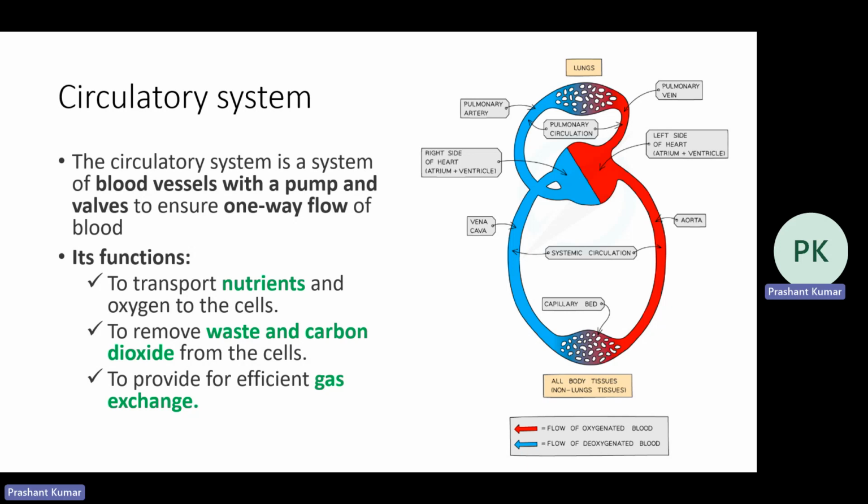And our pumping station, that is the heart, is ensuring that everything goes in one way. If it is going in both directions, then it might mismatch, right? So to ensure that everything is flowing in one way, we have valves in our blood vessels.